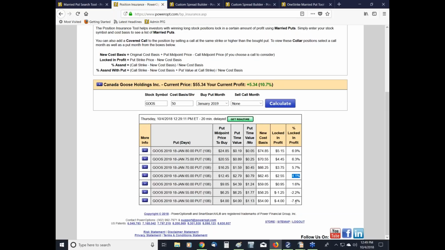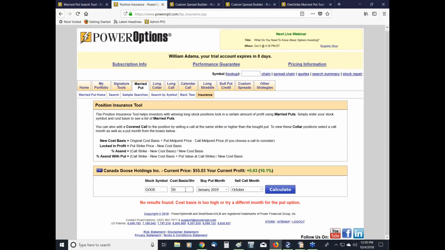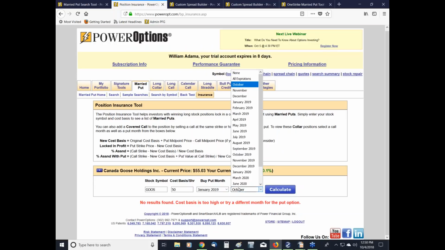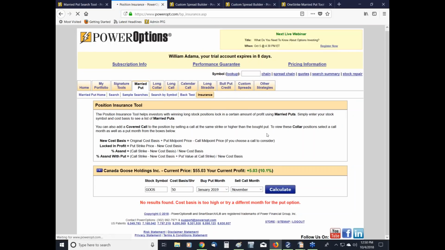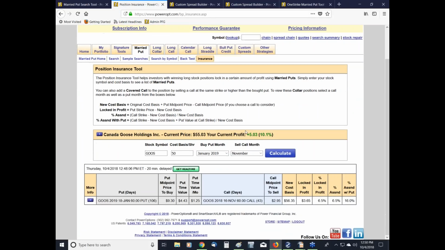Of course, by the way, I could choose to sell an October call. This tool will allow you to do that. What would those look like? Let's just see what we've got here. Okay, so it doesn't like any of those combinations, and the reason why is because it can't find a good premium for October. Let's go to November. I bet you that'll work. There we go. Okay, so I could buy the January 60 put and sell the November 60 call for $2.95.